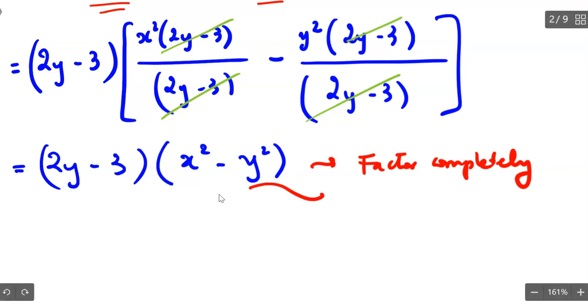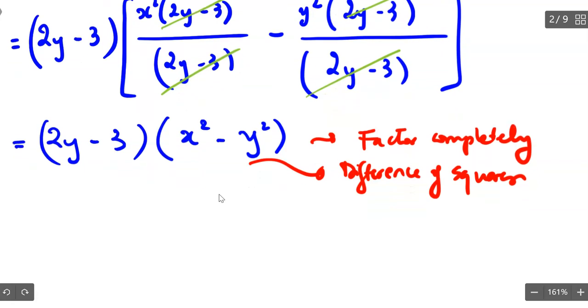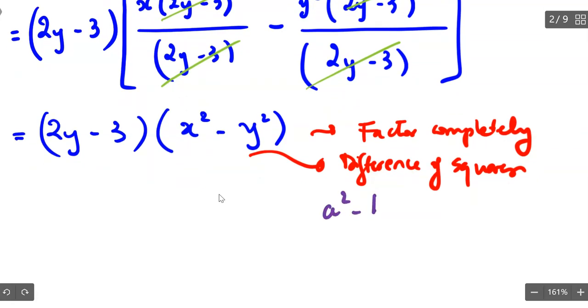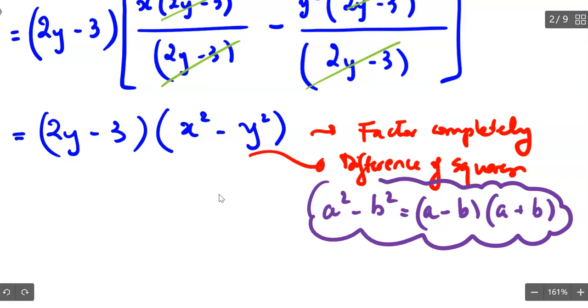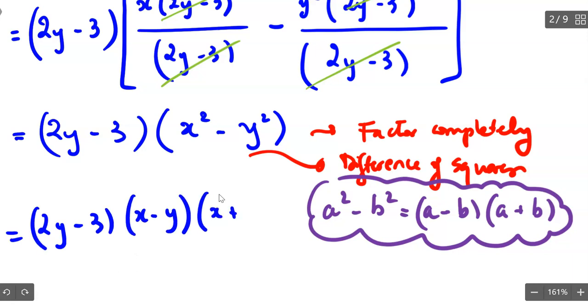So this in fact is the difference of squares. What is the formula for the difference of squares? The formula is a squared minus b squared will be the product of a minus b and a plus b, or b plus a, it's the same thing, but I should just write a minus b, a plus b. So in this case, you should have 2y minus 3 multiplied by x minus y multiplied by x plus y. Alright, so this is the final answer.